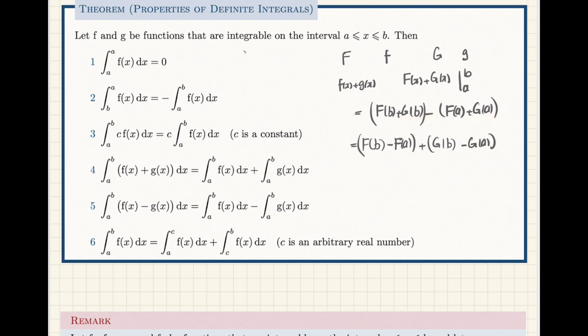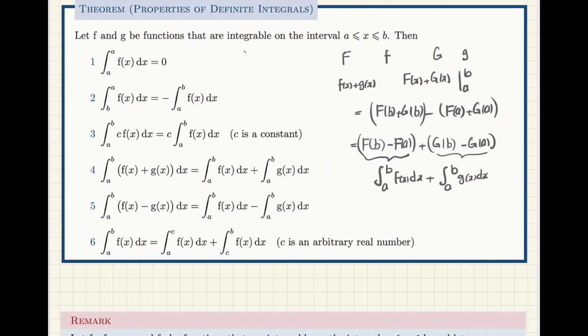But now if I ask you what this is, you would say this is the integral from a to b of f of x dx. And if I ask you what this is, you would say this is the integral from a to b of g of x dx. And what was this one? This was the integral of f of x plus g of x. So this is a proof for the case that I can use Newton's formula. Newton's formula only works if the function is continuous in that interval of integration.